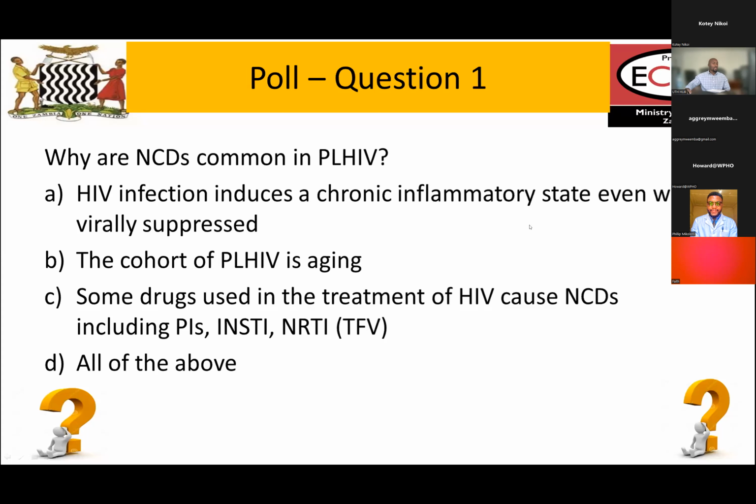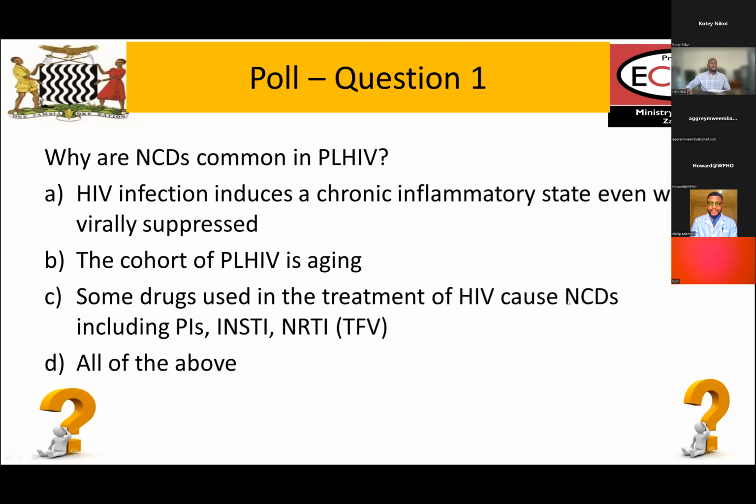These include the protease inhibitors, the integrase strand transfer inhibitors, as well as the nucleotide reverse transcriptase inhibitors such as tenofovir, or D, all of the above. I'll read that again. Why are NCDs common in people living with HIV? Is it A, HIV infection induces a chronic inflammatory state even when virally suppressed? This is a single best answer. B, the cohort of people living with HIV is aging. C, some drugs used in the treatment of HIV cause NCDs, including the PIs, the INSTIs, and NRTIs, or D, all of the above.